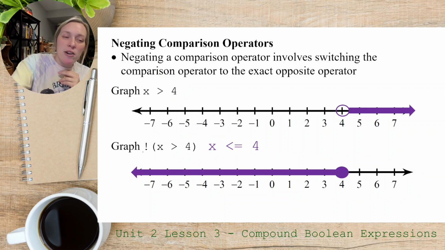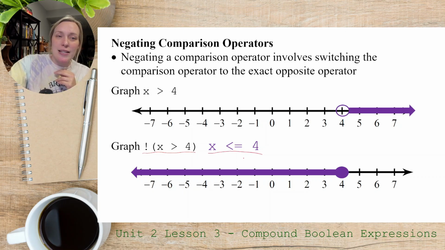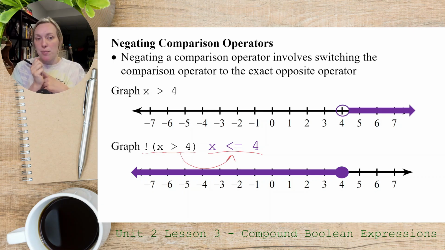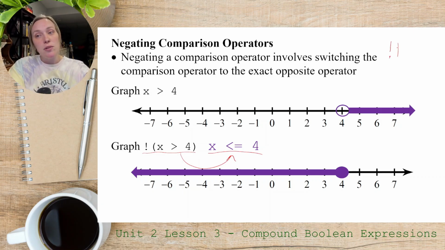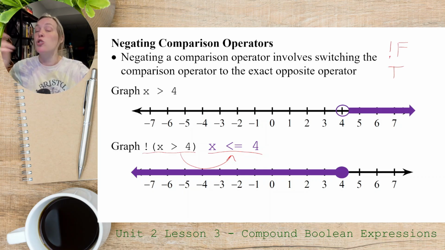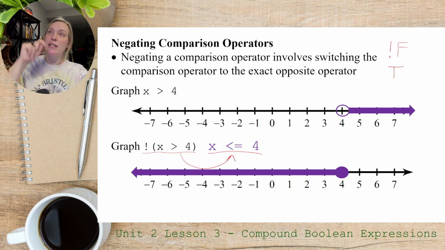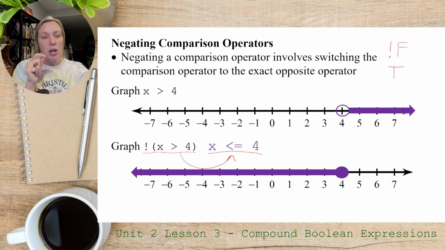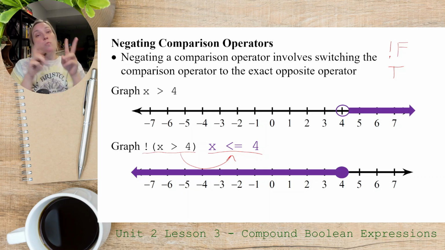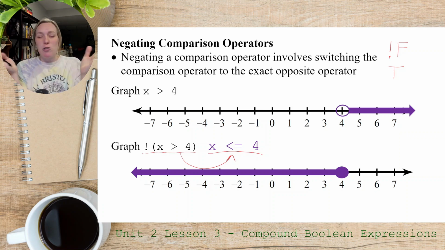And this right here, going from this to this, is what we're talking about when we say negating a comparison operator. When we negate Boolean values, right, we switch it. It's like a light switch, right? If it's not false, then it's true. When we negate comparison operators, we're doing the same thing. We're switching it to the exact opposite. But switching it to the opposite is a little bit more complicated than just going back and forth between true and false. Visually, this is what we're doing.